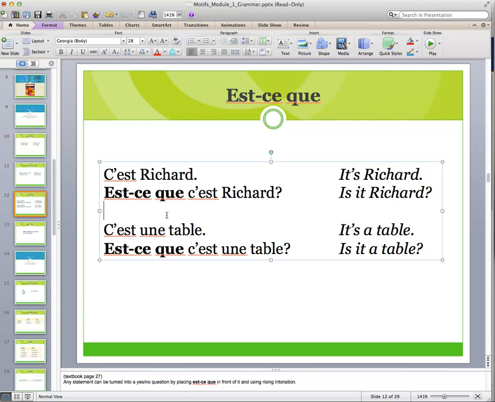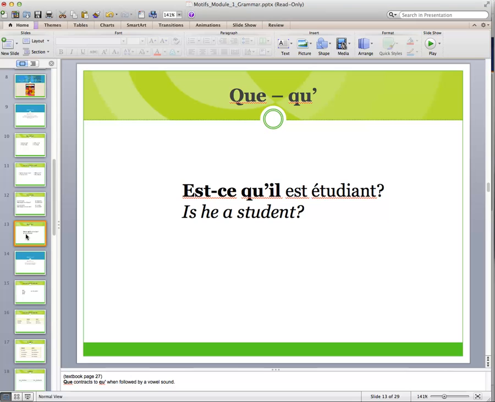My sentence, c'est Richard. To make a question, est-ce que c'est Richard? My sentence, c'est une table. My question, est-ce que c'est une table? So I could say, est-ce qu'il est étudiant? Is he a student? And of course, this is the same kind of question we were just looking at.